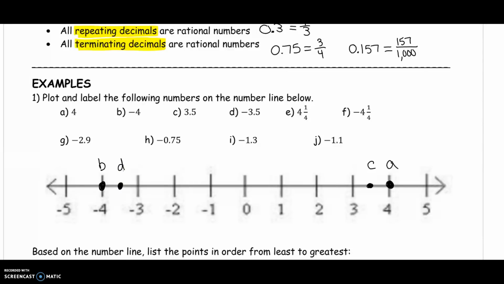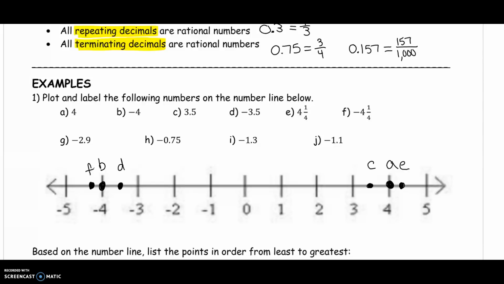Okay, next we're going to plot 4 and 1/4, which is halfway between 4 and 4.5, and we'll label that point E. And then again, let's think about where -4 and 1/4 would go. Again, it's going to be exactly opposite of what we just plotted. So it's going to fall between -4 and -5, but it's closer to -4 because over here it would be closer to 4. So -4 and 1/4 is about here. And we'll label that point F.